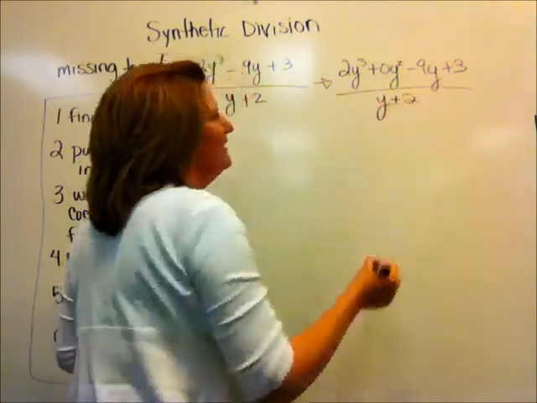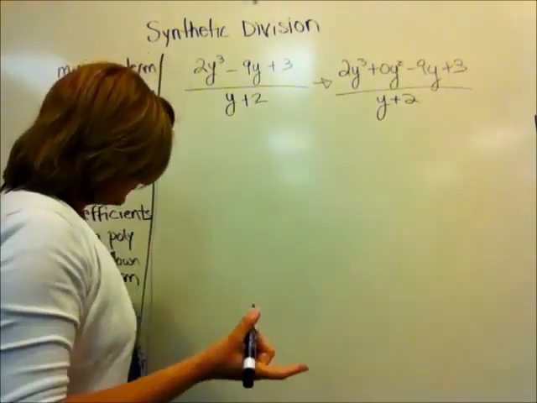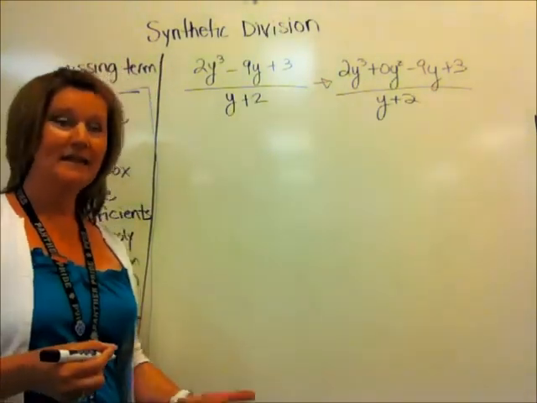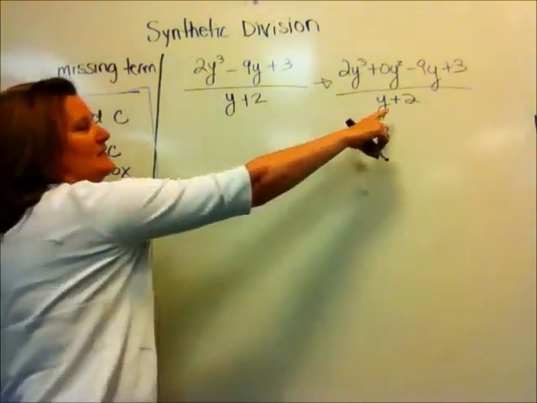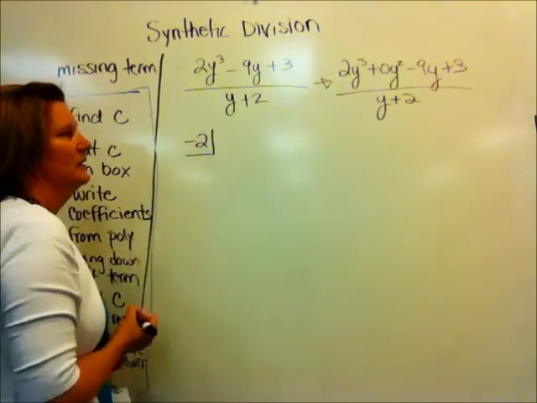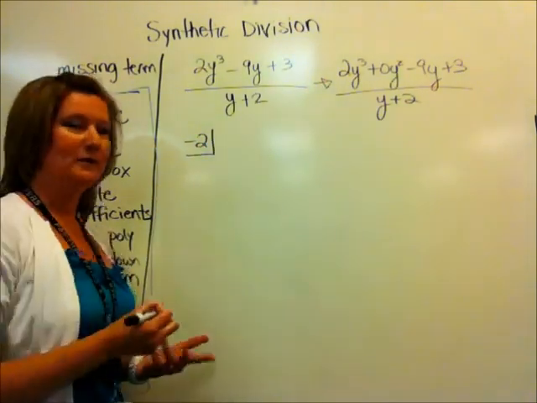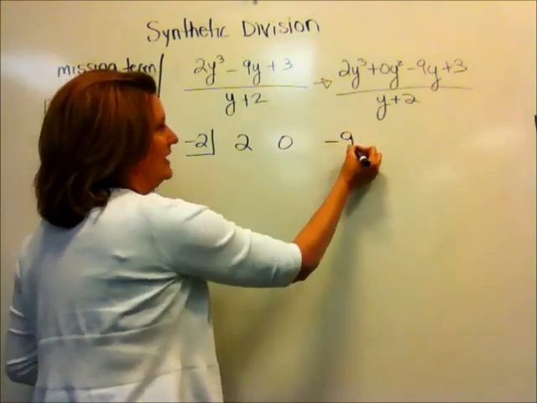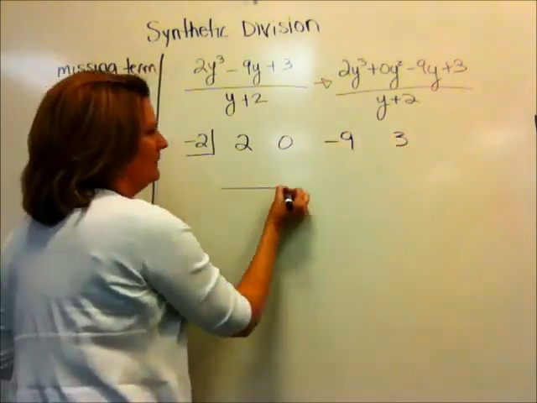And now I'm ready to go ahead and do my work. So I'm going to find my c. My c is in that form x minus c. Okay, so that means that what I have here then would be a negative 2. I'm going to go ahead and write my numbers. So I have a 2, a 0, negative 9, and 3. Draw my line underneath.